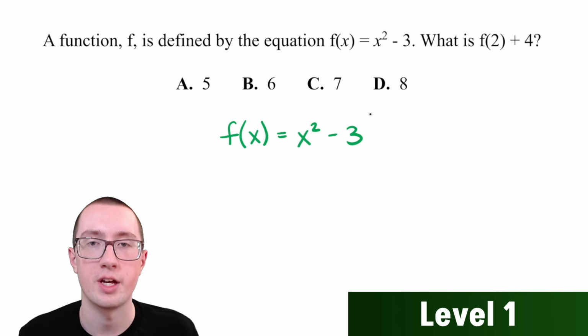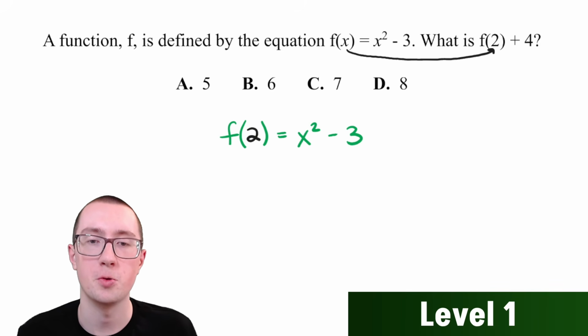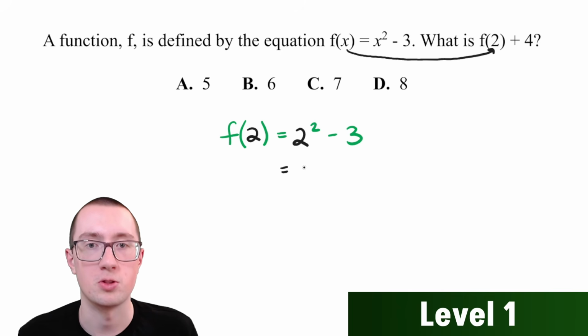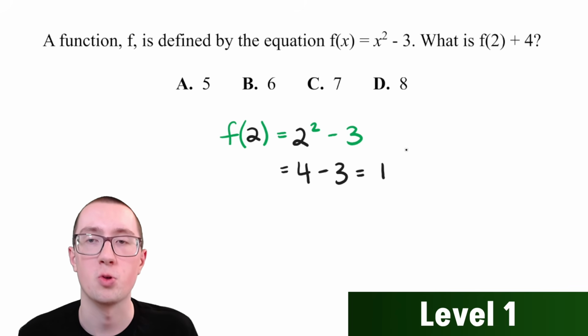So here's our function, and you'll see that when we have f of 2, we are replacing x with 2. So in the right side of our function, we're going to have to do the same thing. To find f of 2, I'm just going to take this x and replace it with 2. And now we just need to simplify this down. 2 squared, that's 2 times 2, which is 4. And 4 minus 3 is equal to 1. So f of 2 is equal to 1.